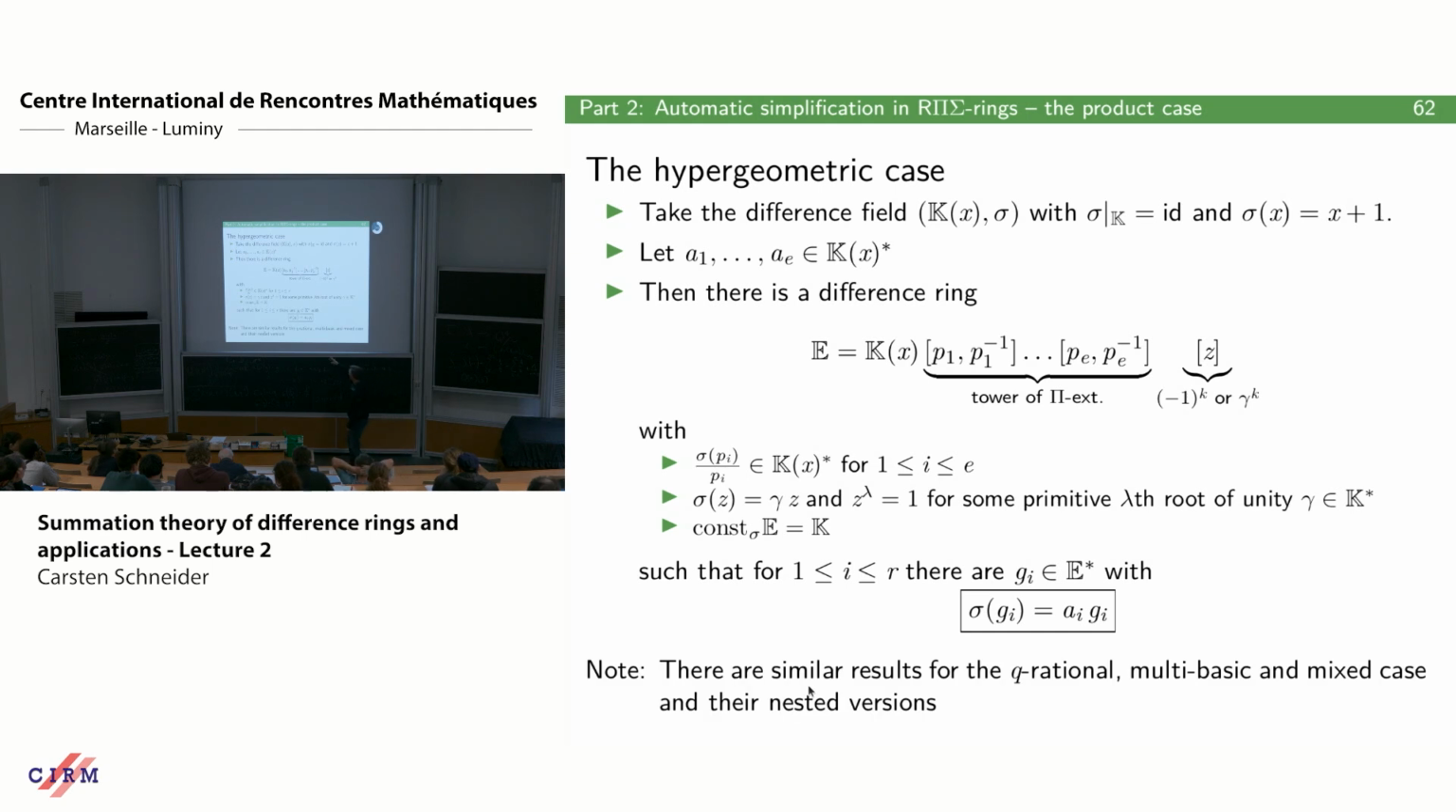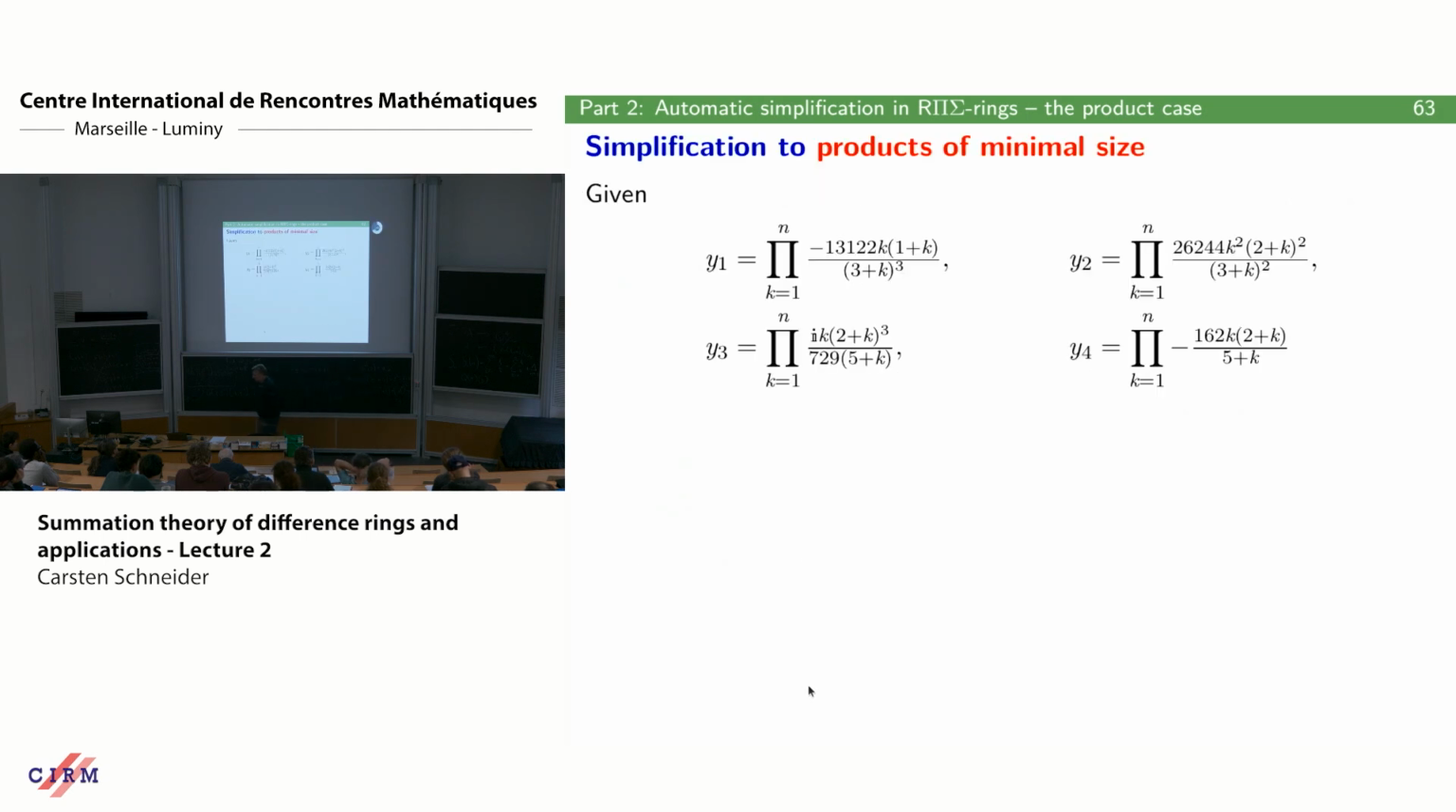And similar results hold for the q-rational case, the multi-basic case, and the mixed case. So this also holds there. And there are two variants for how I can do this. Consider, for instance, these four hypergeometric products.